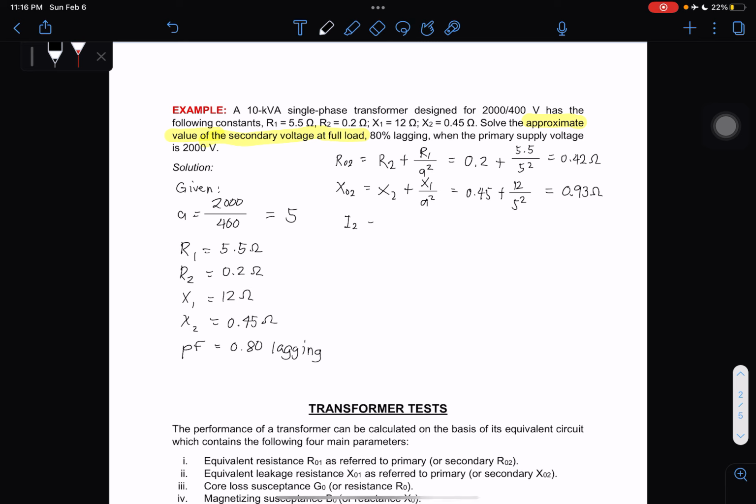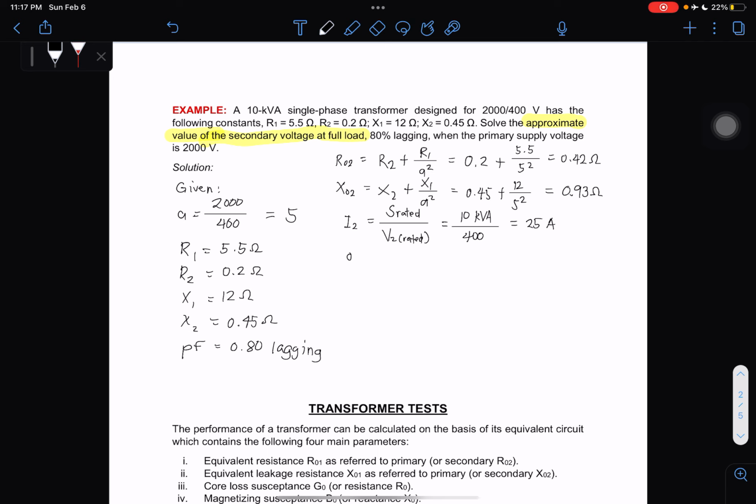We all know the formula for current I2: the apparent power S rated divided by the rated V2. In our problem, we have 10,000 kilovolt-ampere divided by V2 on the secondary side, which is 400. So our current I2 is 25 amperes.